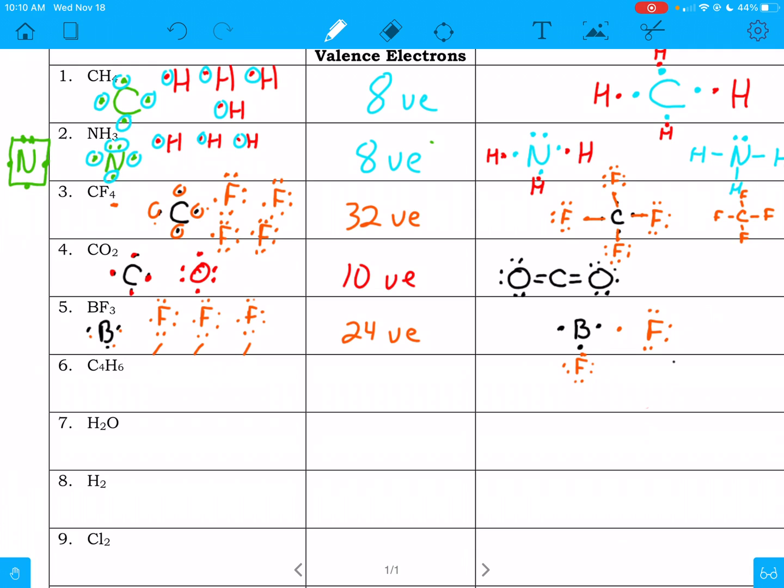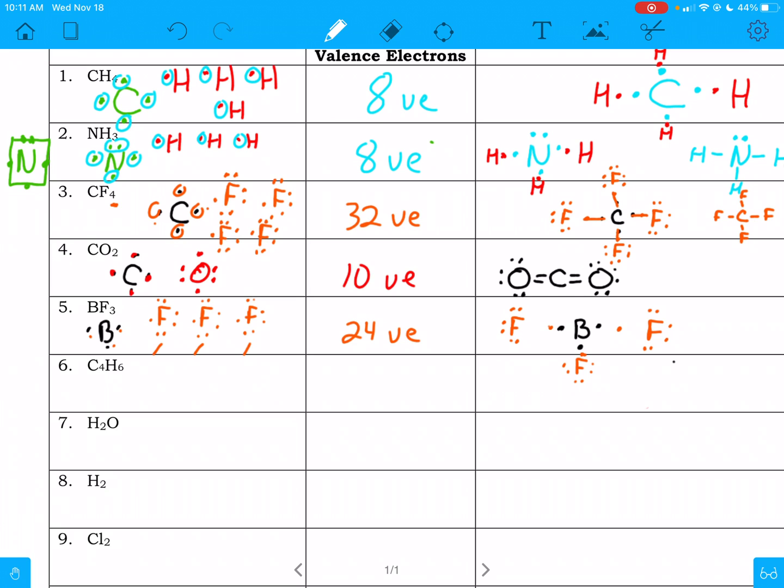And another fluorine here. Whoa. Hey, my fluorine isn't working. Wait a minute. There must be a dead spot in this iPad right there. I never seem to be able to get it. There we go. 1, 2, 3, 4, 5, 6, 7. There we go. I'll put it in. There's a dead spot, like right in the middle between the fluorine and the boron there.